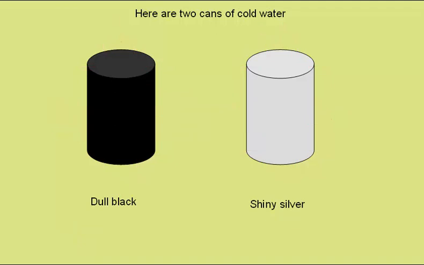Here we have the two cans again, but now filled with cold water. They're now colder than their surroundings. The dull black can will still be emitting radiation. Now it's emitting 6 arrows. The silver can, being a poorer emitter of radiation, is only emitting 4 arrows.